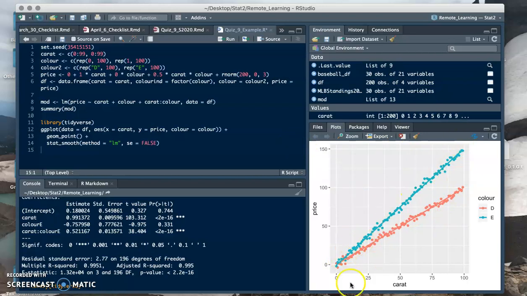And so I thought this example would hopefully make that a little bit more clear, that when we have these non-parallel lines models, we have to be a little bit careful about interpreting the estimate for the indicator variable as well as the p-value. We have to be careful in that we're only really thinking about that when carat is equal to 0.